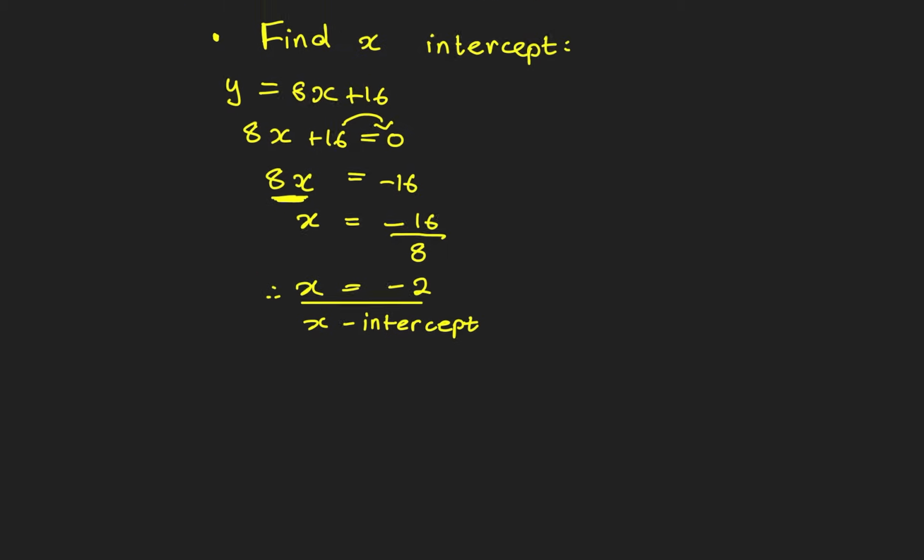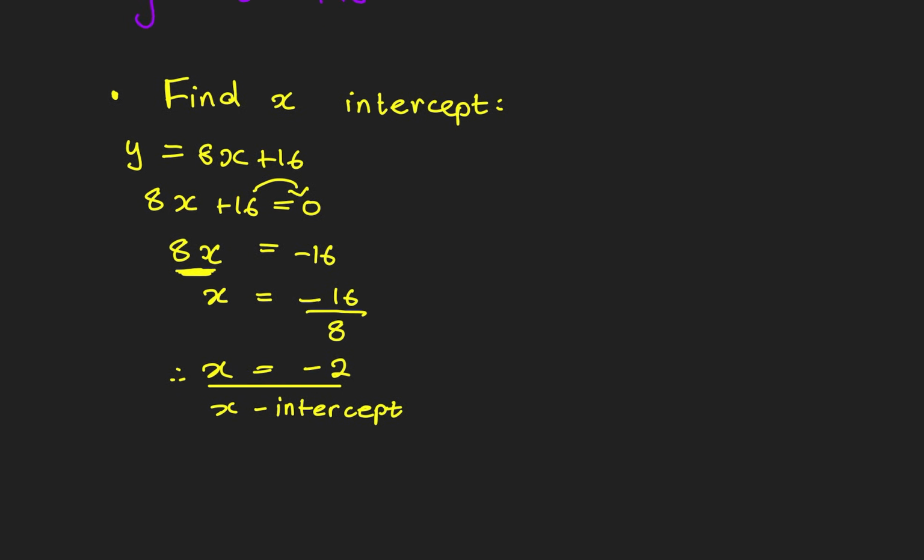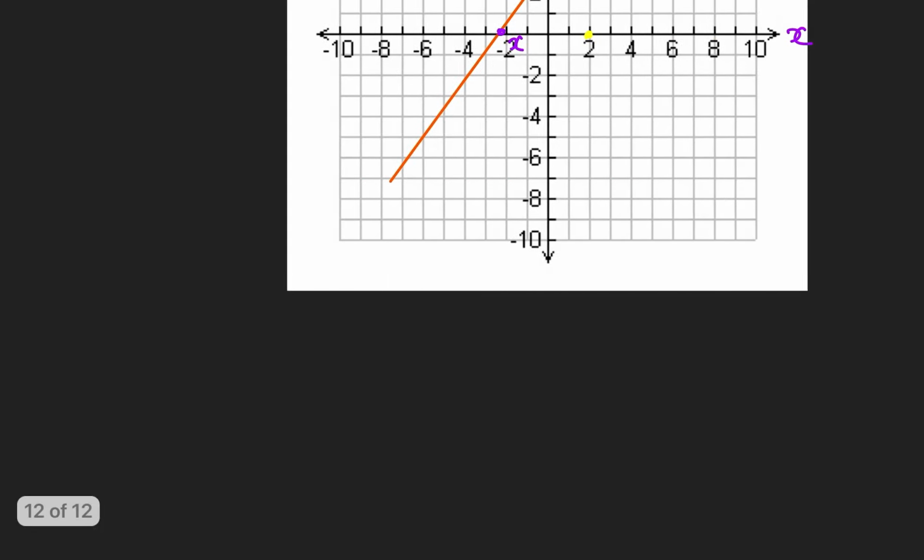Alright, now we have x. Now let's find y. So in order for us to find y, we simply just have to replace x as 0. So y is equal to 8 multiplied by 0 plus 16. And that's simply y is equal to 0 plus 16, which is equal to 16. So y is equal to 16. And that is the y-intercept. Now let's see if we can graph it.